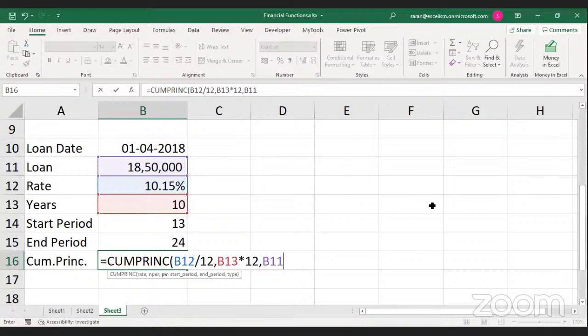Is the payment exactly at the end of the period or at the beginning of the period? Let's say the payment is obviously at the end, so 0 and close bracket. These arguments are not new to you because we have already covered this.